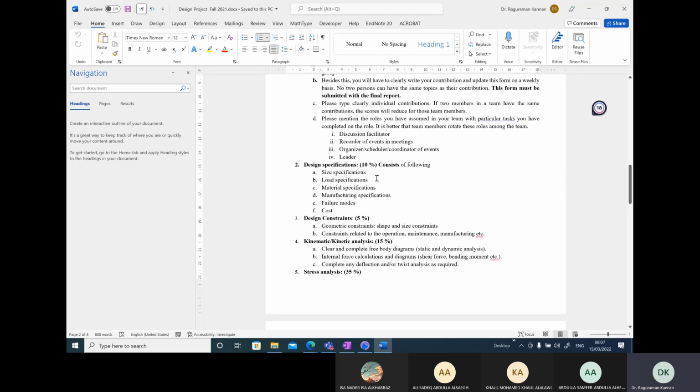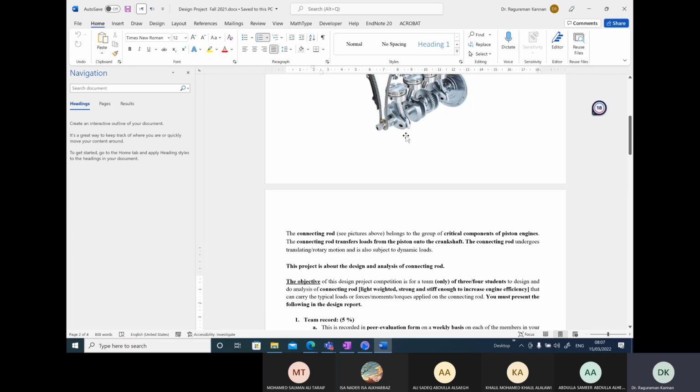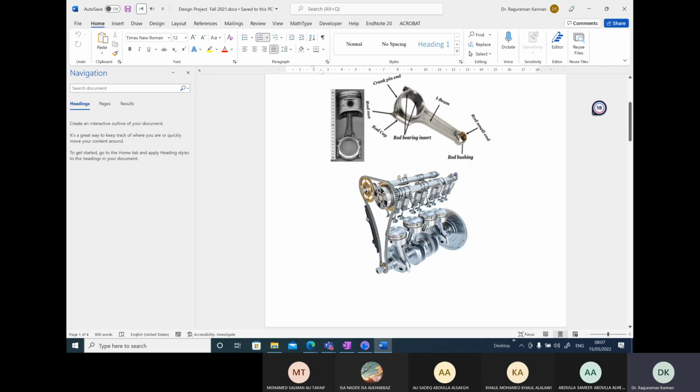What is a design specification? When you want to manufacture any product, you should specify what is the size of the product, what kind of loads act on the product. For example, on the connecting rod, you will have compressive loads, right? So if you look at it, it is going to be compressive load. It is a variable load. Sometimes it is compressive load and maybe sometimes it is zero load.